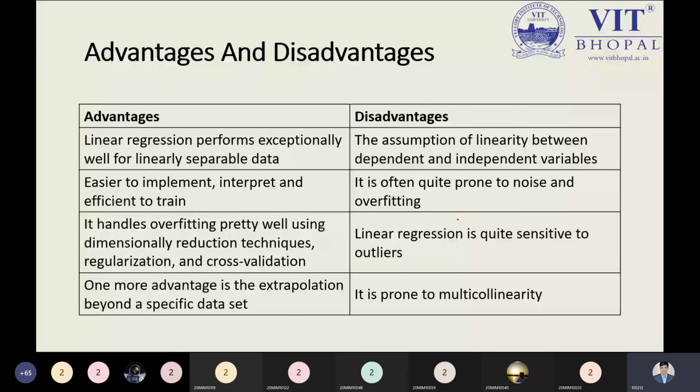Okay, is it clear to all right now? Yes, sir. So this is only the theory portion I have discussed over here. But all the things, advantages and disadvantages, you will feel while doing the practice.